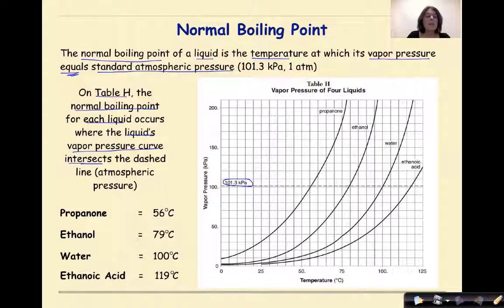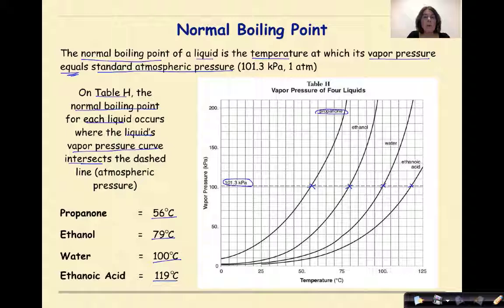And we'll notice that for propanone, the boiling point is 56 degrees Celsius, because here's propanone right here, and the point where its vapor pressure curve intersects that dashed line, that's the boiling point. For ethanol, the boiling point is 79 degrees Celsius, which again, is where it intersects right here. Water is 100 degrees Celsius, which we're already familiar with. We can see that it intersects right here. And ethanoic acid is 119 degrees Celsius, so right up here.